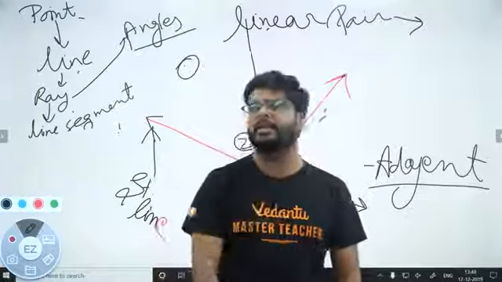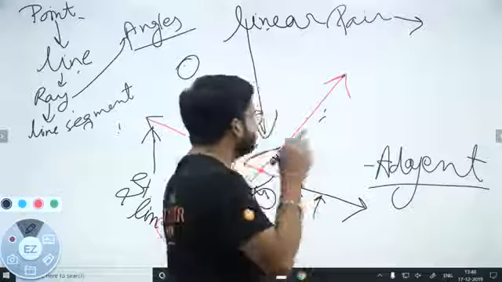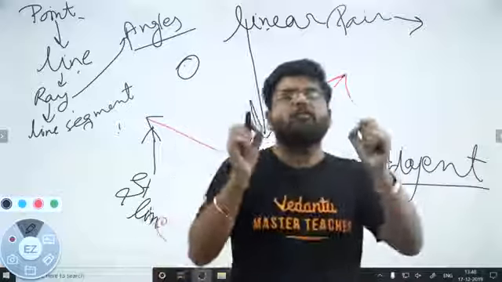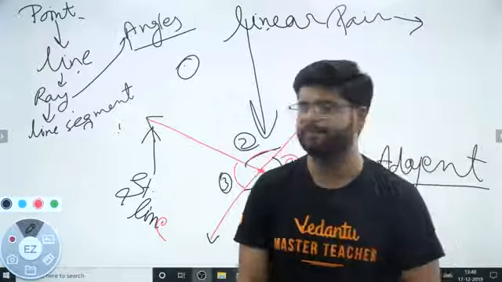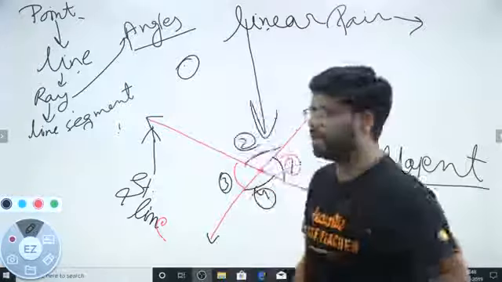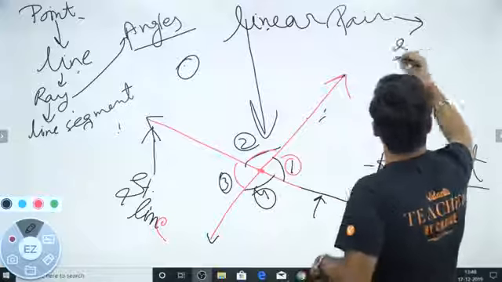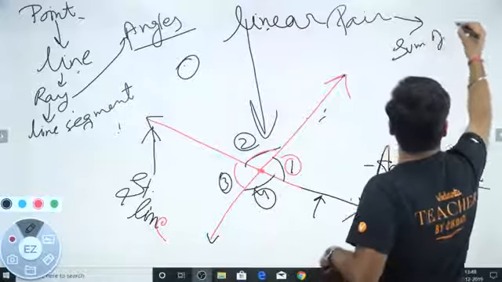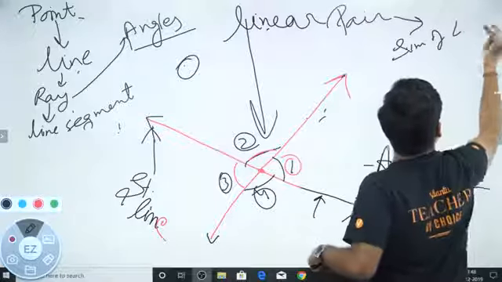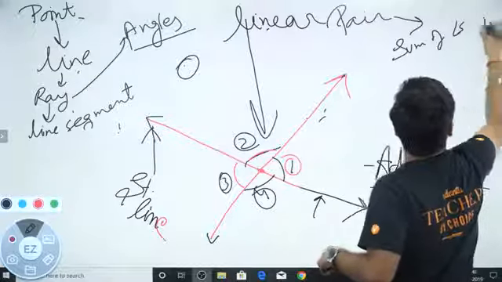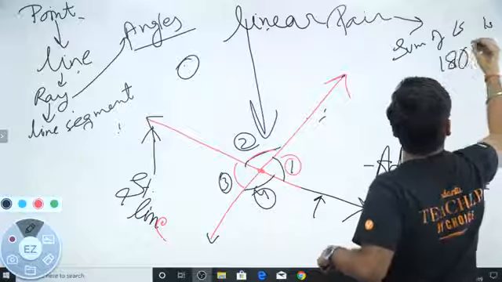It is 180 degrees, right? So it means that the sum of a linear pair must be 180 degrees. ठीक है? चलो अब linear pair के लिए मैं बताता हूं. Sum of angles is 180 degrees.